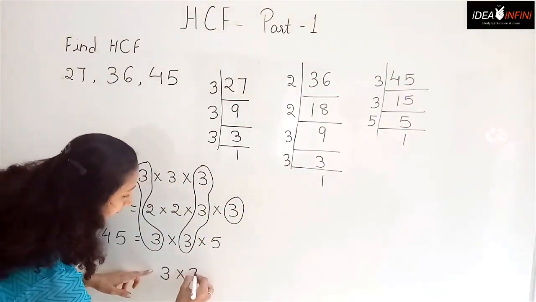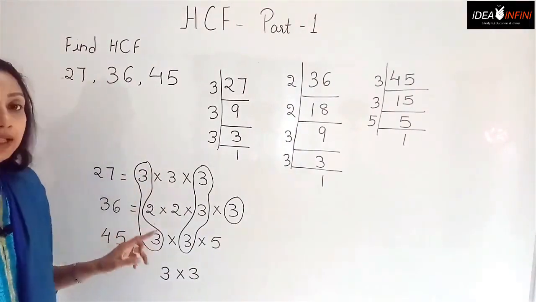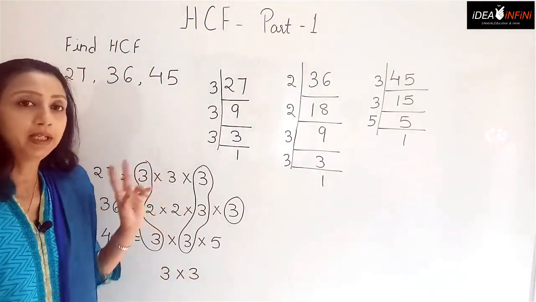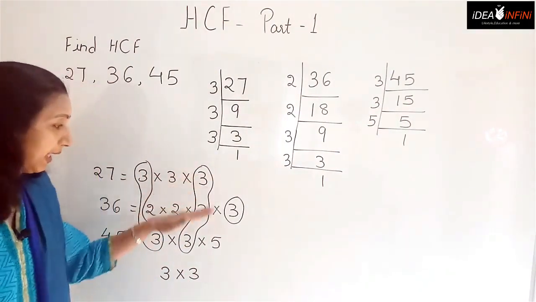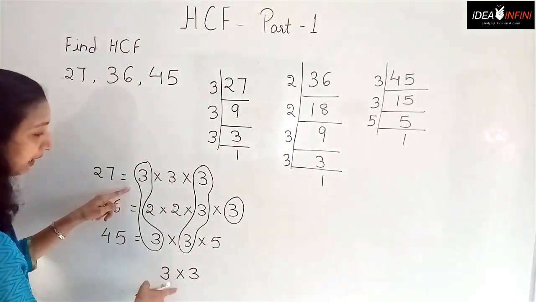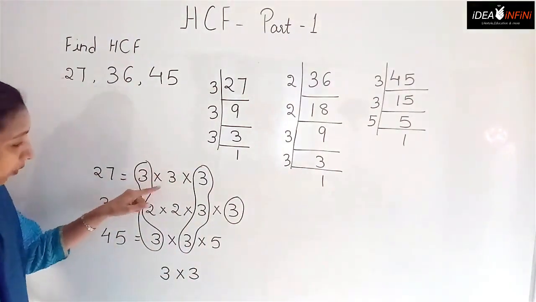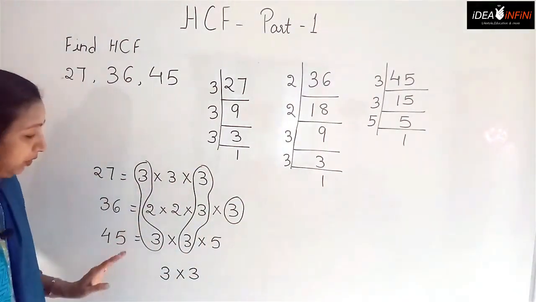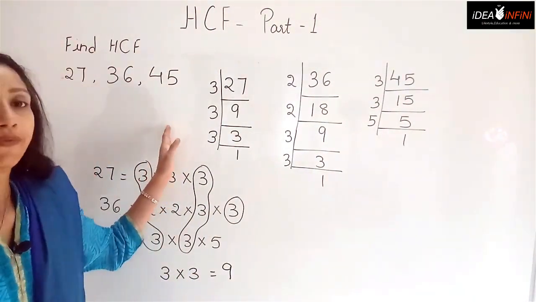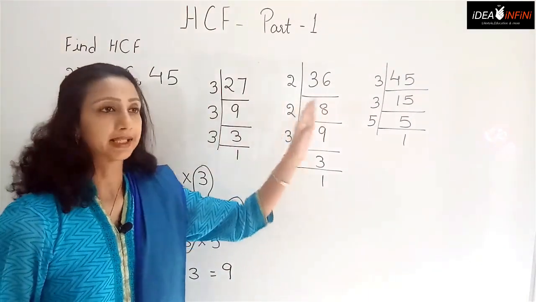So once again we write 3 because all the factors have to be available in all the numbers, not only in 2 or not only in 1. They have to be available in all. So this 3 and this 3 again combine to make a factor. Now we see, are there any other pairs left? No. So this is 9. 9 is the highest common factor of 27, 36 and 45.